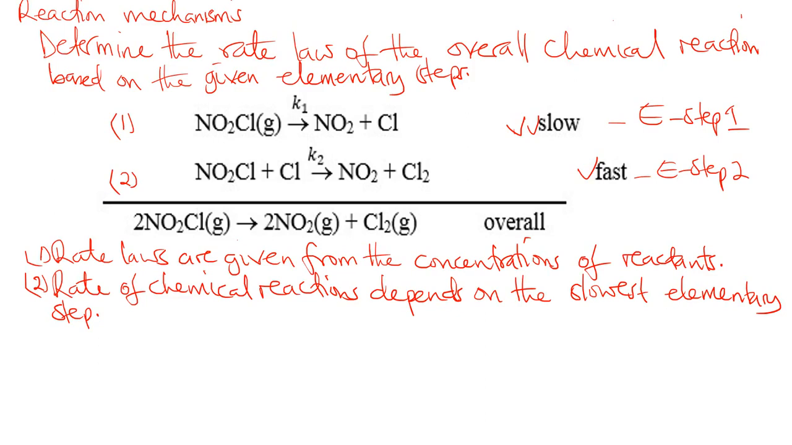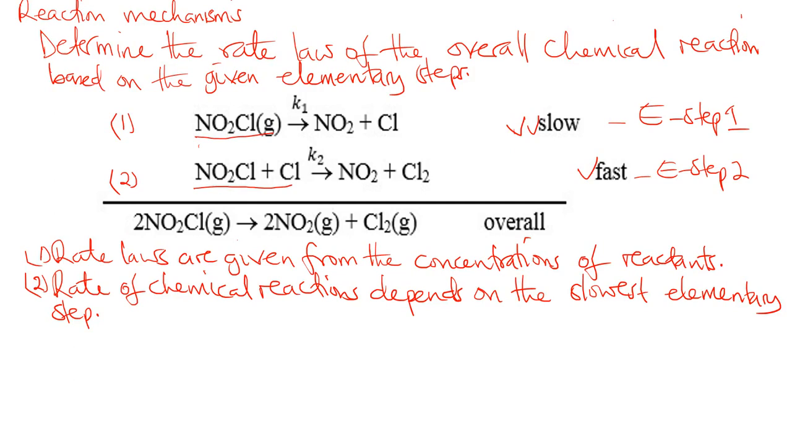Step 1 has rate constant K1, step 2 has rate constant K2. But what are we saying? We say that rate laws are given from concentration of reactants. So you can use the concentration here to give you the rate law, or you can use the concentration here to give you the rate law.